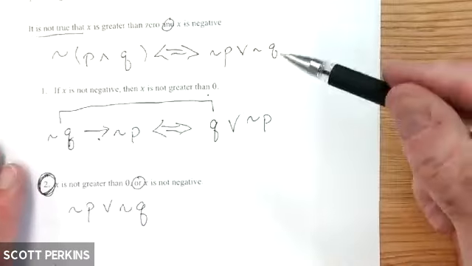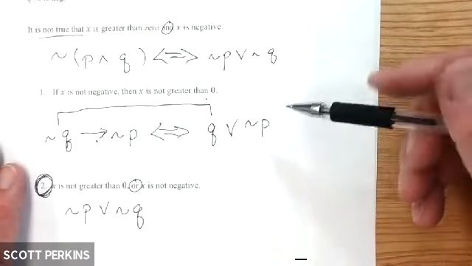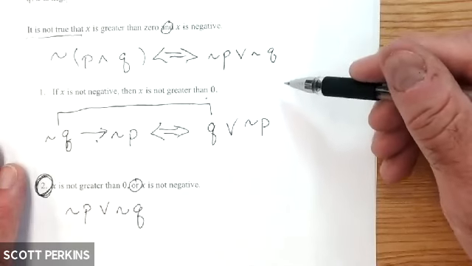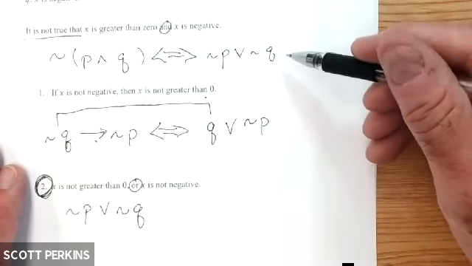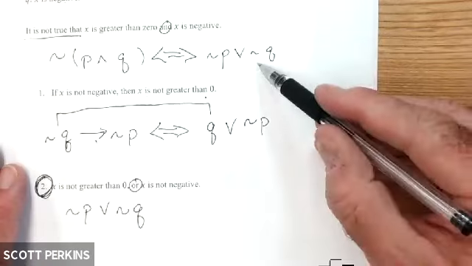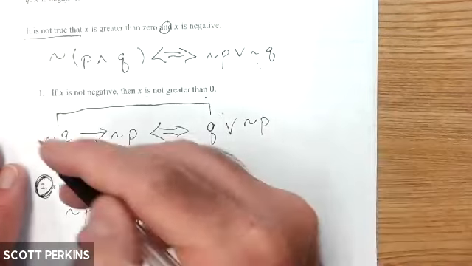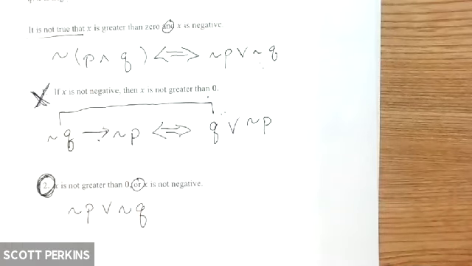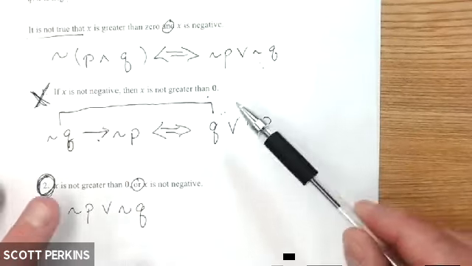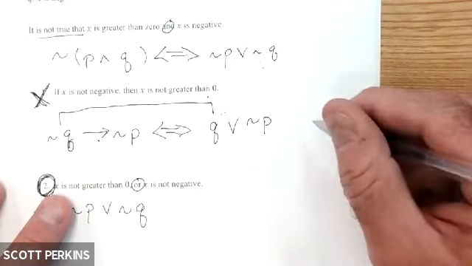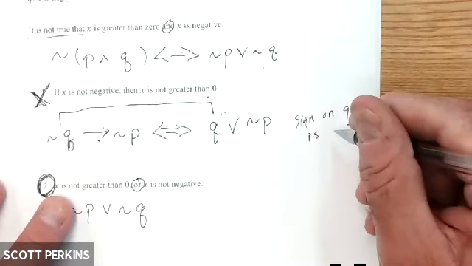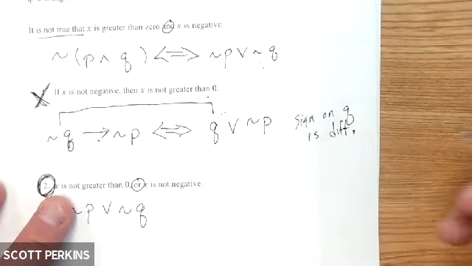Now, is what we just got for statement one equivalent to what I started with? No. Why not? What's the difference? The sign on the Q is different. So statement one is also not equivalent. If you need to make a note to yourself so that you'll remember later, just off to the side, write: the sign on Q is different. That's why.